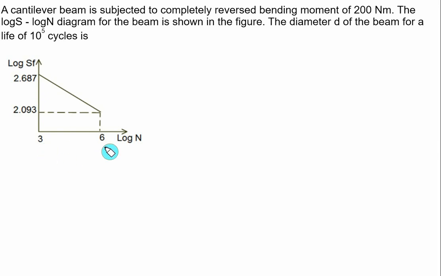Log to the base 10 of 10 to the power 3 is the same as 3, and log of 10 to the power 6 to the base 10 will be equal to 6. And this value is log of SM, and this one is log of SE. The diameter D of the beam for a life of 10 to the power 5 cycles we have to calculate. We have the case of bending, and the bending moment M is given as 200 Newton meter.